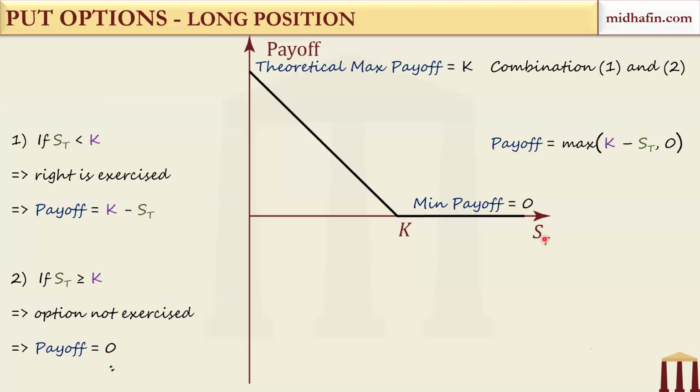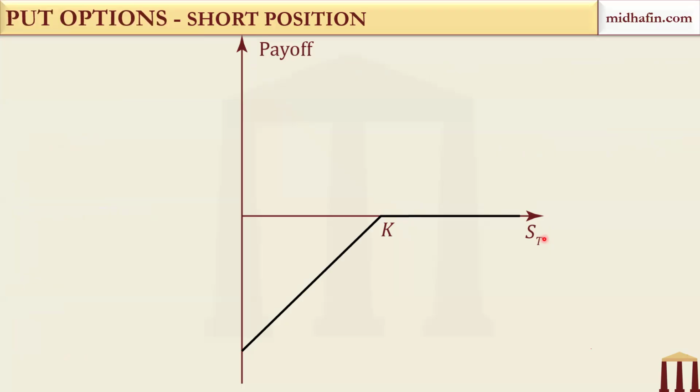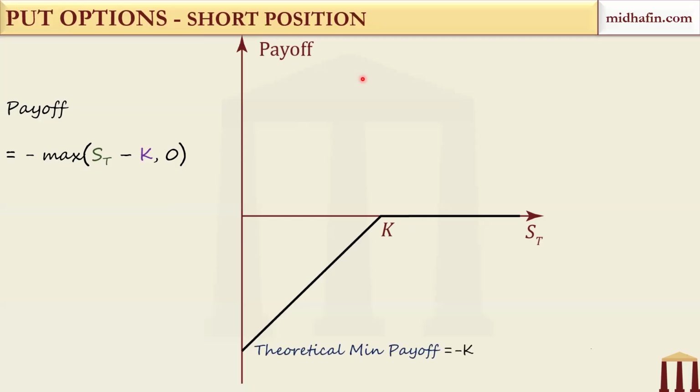The mirror of the long put is the short put. The mirror is the horizontal axis. So the payoff is equal to the negative of the payoff of the long put position. What is the theoretical minimum payoff in this case? Very good. The theoretical minimum payoff is negative K. And what is the maximum payoff? 0. The maximum payoff is 0. So I think this is quite clear to all of you.